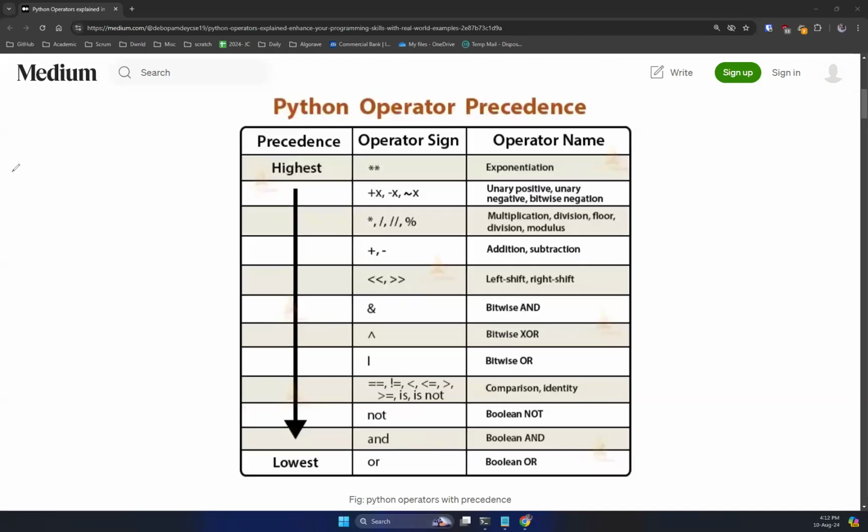Right now, let's say there's an expression 10 plus 5 into 3. Okay, now what should be the answer? 10 plus 5 into 3.